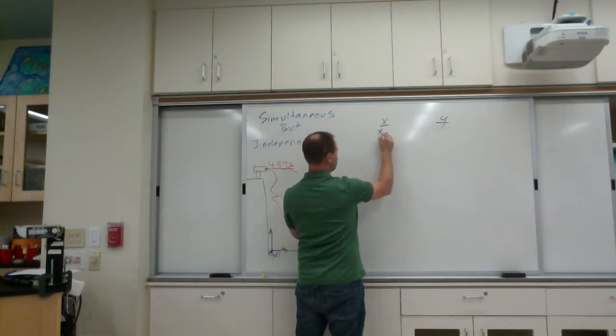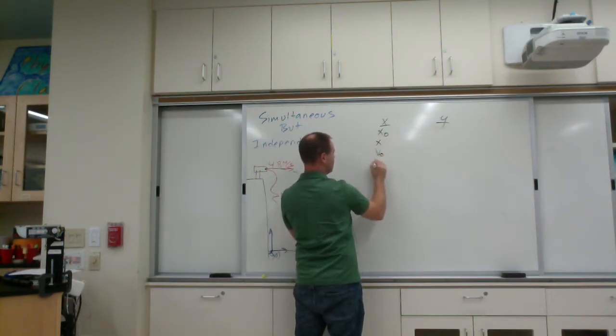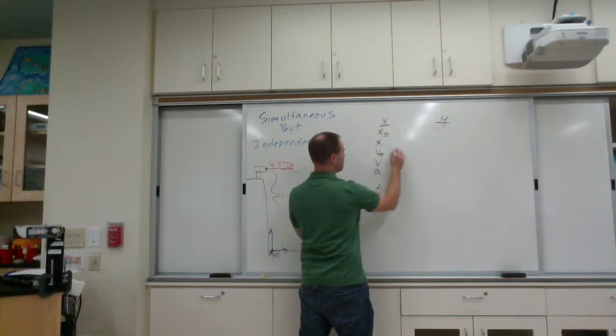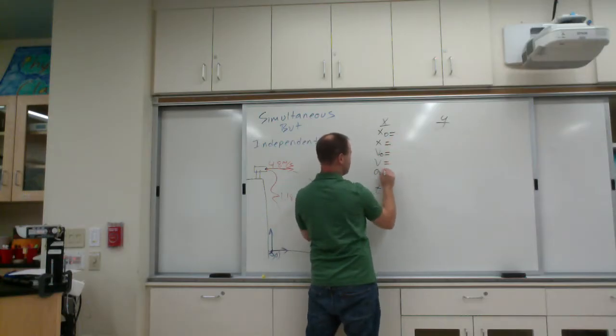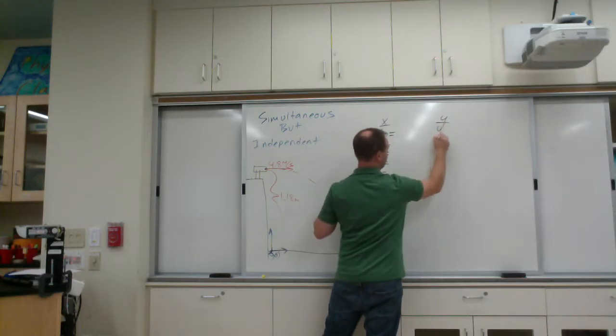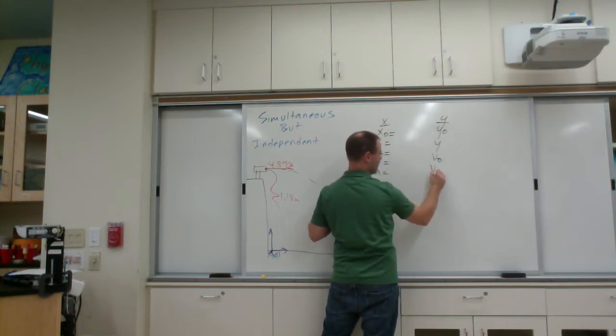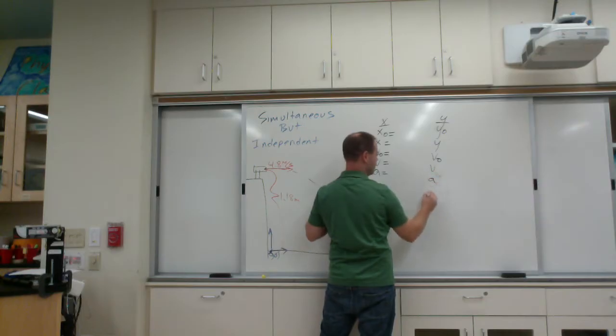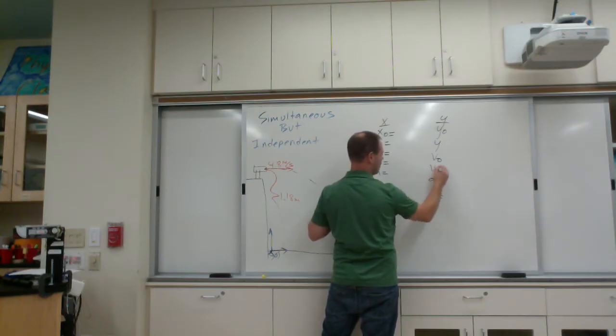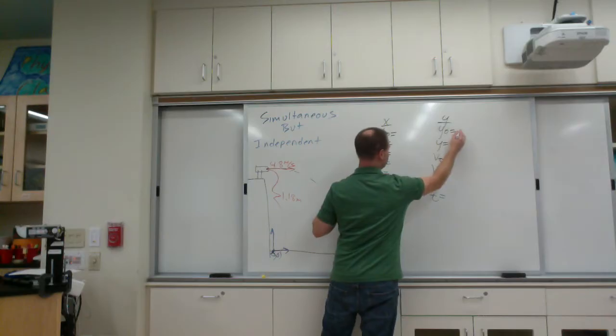So we've got our initial position, our final position, our initial velocity, our final velocity, our acceleration, our time. We've got the same stuff in the y direction: our initial position, our final position, our initial velocity, our final velocity, our acceleration, and our time, in both the x and the y direction. Now, two things that I'm going to change about this.